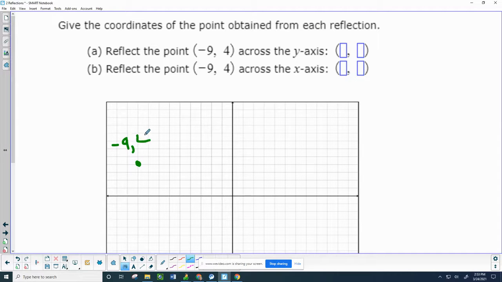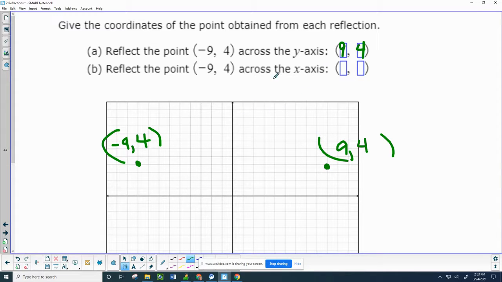And we're going to reflect it across the y-axis right here. So we're going to go over to +9: 1, 2, 3, 4, 5, 6, 7, 8, 9, and up 1, 2, 3, 4. So there's our new point, (9, 4). So in our little box here, we got 9, and we put 4, and that's what it would look like on Alex.